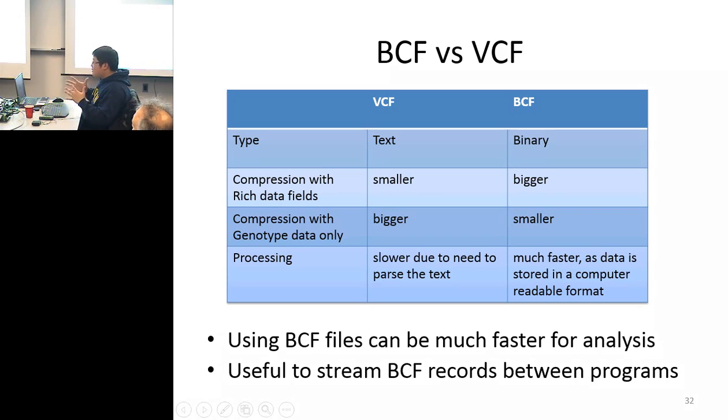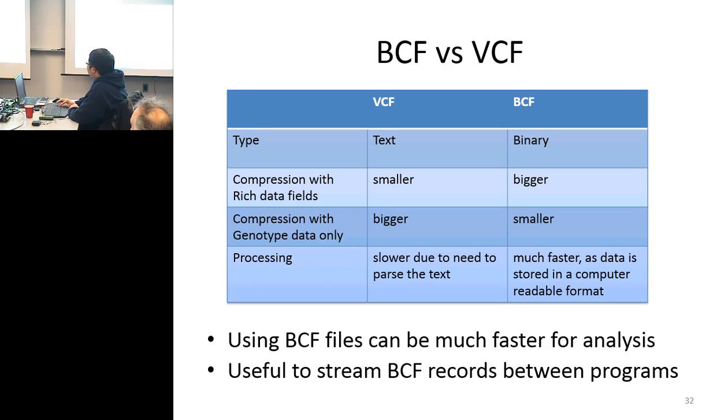So basically, it's just much faster for analysis. I use it all the time now actually. And with BCF records, you can also stream records between programs. So when you pipe from one program to another, you save a lot of time there. Those are the uses you can think about, because we're going to get a lot more data and our clusters probably won't grow as fast in most cases.